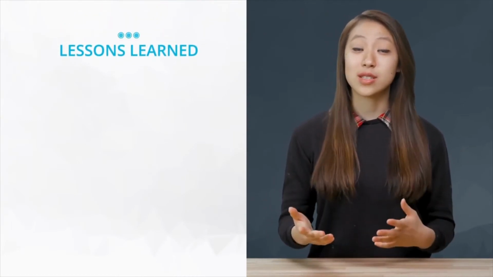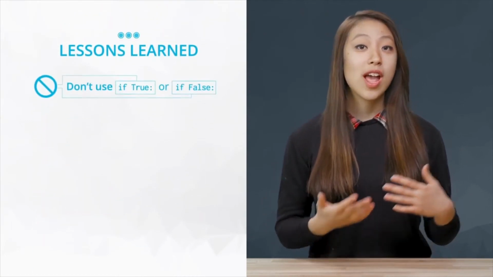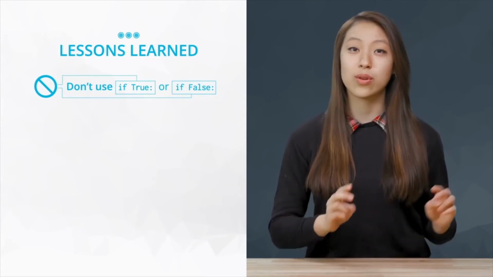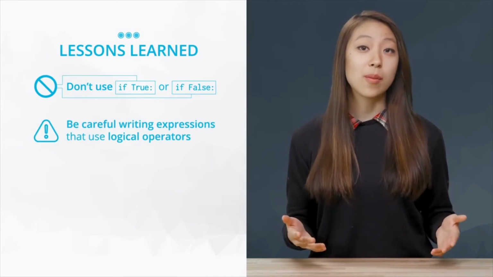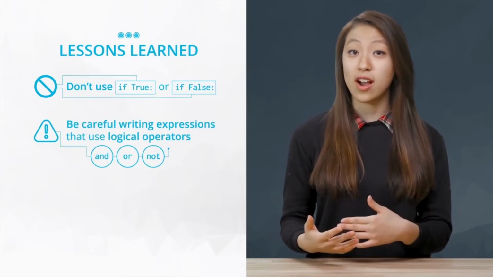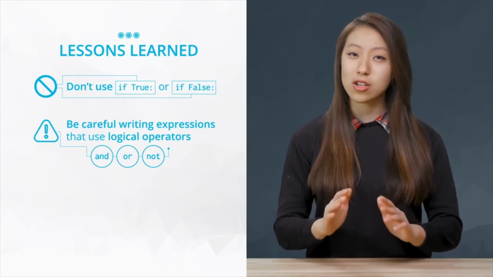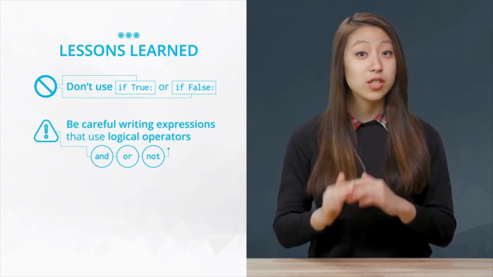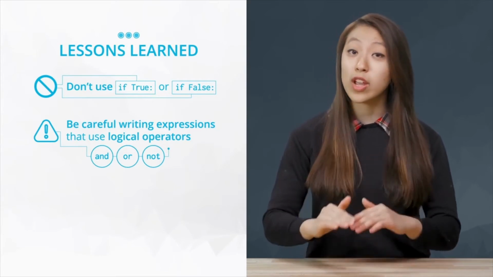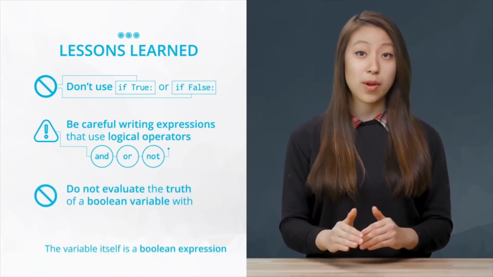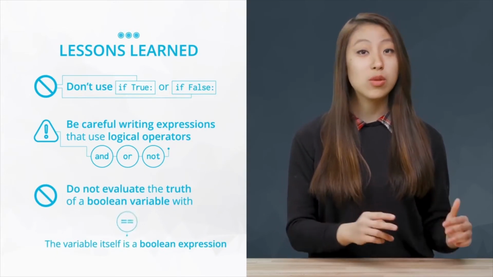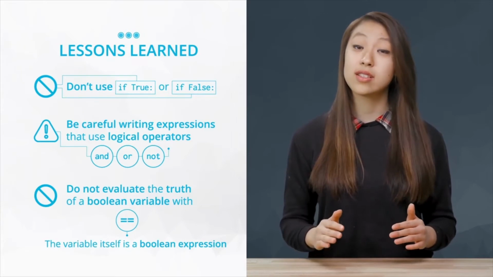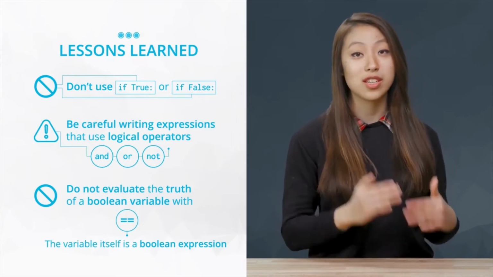Let's summarize the lessons from these examples. True and false are both Booleans, but it doesn't make sense to use if true or if false. Logical operators and, or, and not have specific meanings that aren't quite the same as their meanings in plain English. Make sure your Boolean expressions are being evaluated the way you expect them to. Don't compare a variable that is a Boolean with equals true or equals false. This comparison isn't necessary since the variable itself is a Boolean expression.